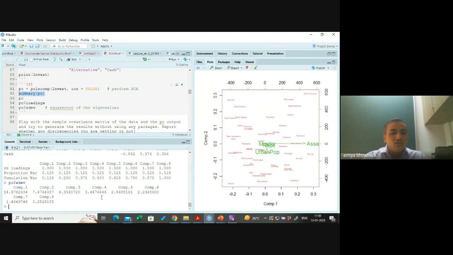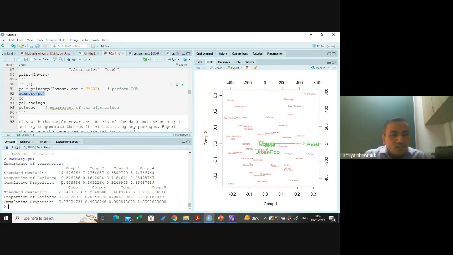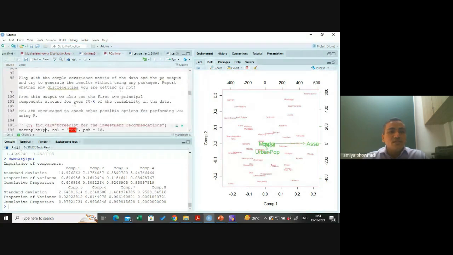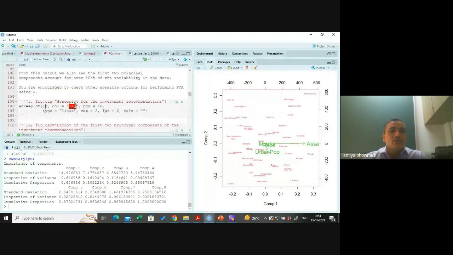Let us look at the summary once again. If you see, the third row actually talks about cumulative proportion. So first component 64%, first component and second component together, right, is 80%. First three together is a cumulative 92%. First 4, 95%, right? So there is something called a scree plot, which actually plots this directly for you.